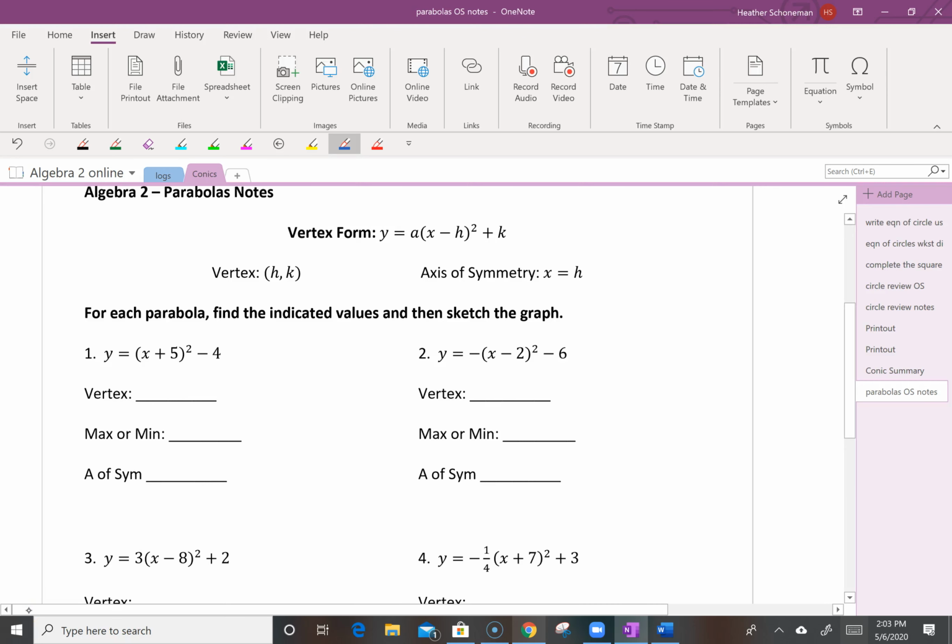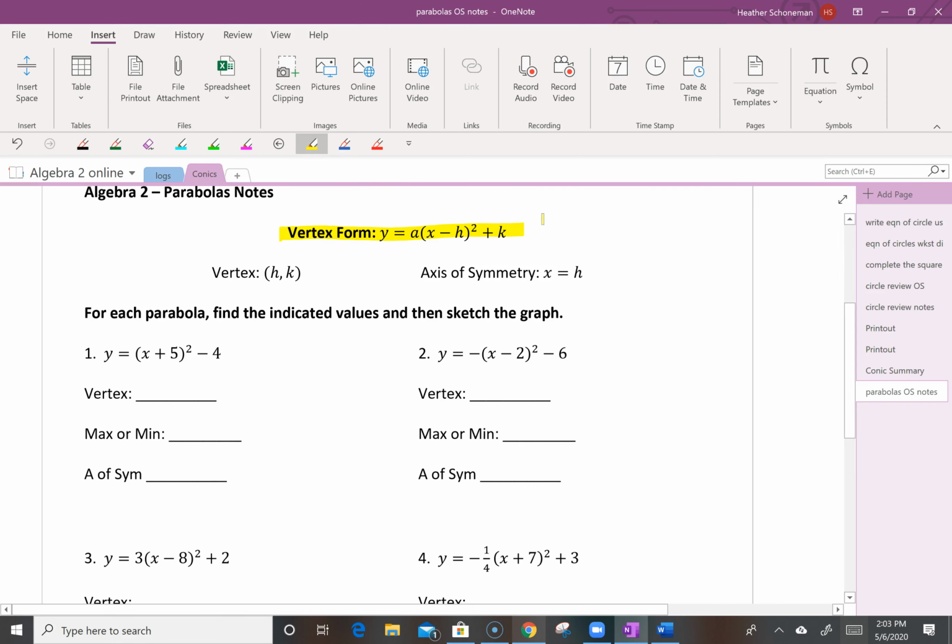All right, this video is going to talk about some parabolas with vertex form and standard form, finding the vertex and just kind of doing a basic sketch. This is actually some stuff that we did first semester, so hopefully, fingers crossed, this might be a little bit of review.